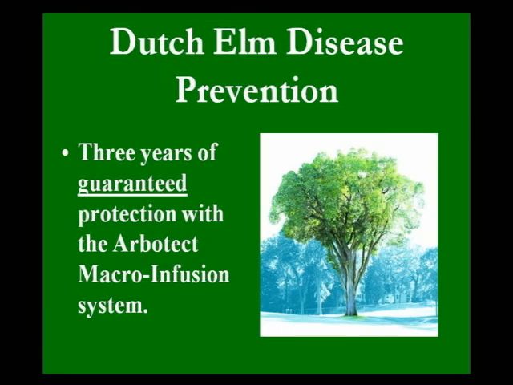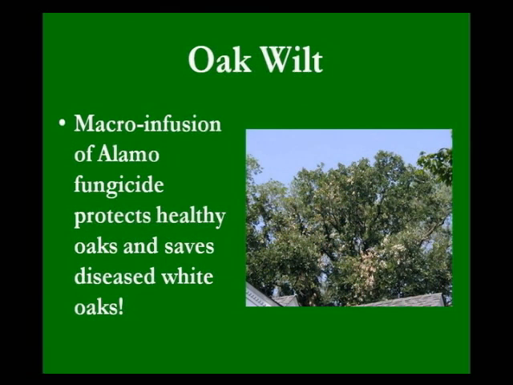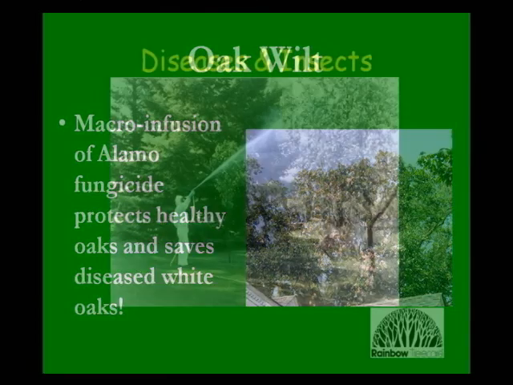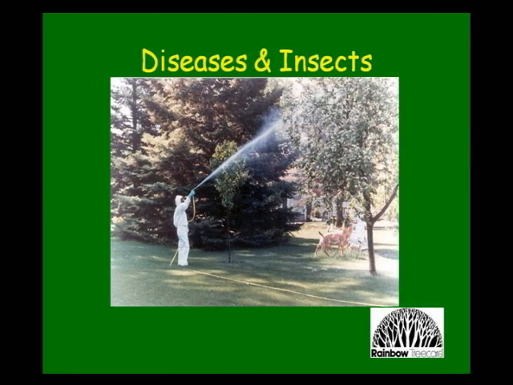Dutch elm disease prevention comes in the form of an injection. We actually stem inject the tree. We dig around the tree and we actually hook up like an IV system. When you're protecting an elm tree from Dutch elm disease, you're doing it once every 3 years from that point on. And we've got lots and lots of trees that we treat in that fashion. The term is microinfusion. We use that system for both Dutch elm disease and oak wilt.